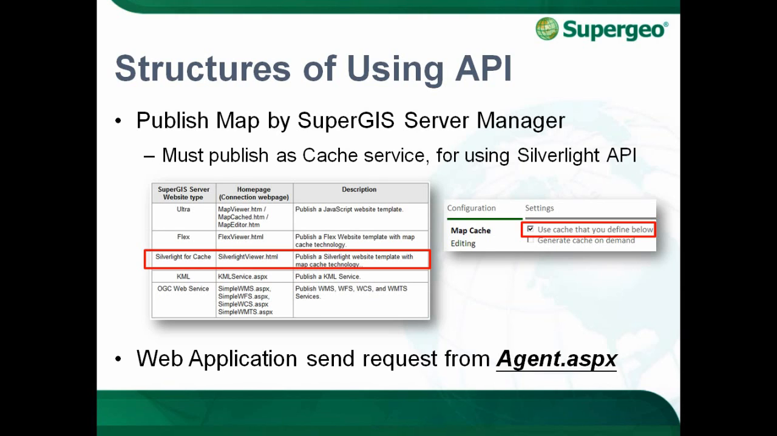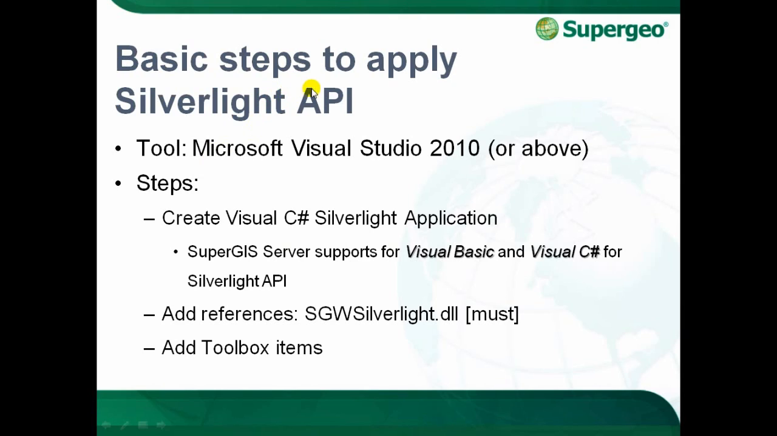So I'll move to the third part, to introduce the basic steps to apply Silverlight API for our SuperGIS server. So first of all, the tool that you need to prepare is Microsoft Visual Studio 2010 or above. And the first step is to create a Visual C Sharp Silverlight application. And besides C Sharp, the SuperGIS server supports Visual Basic and Visual C Sharp for Silverlight API. And after you have created the web application, you need to add a reference from our components, this one, SGW Silverlight.dll.